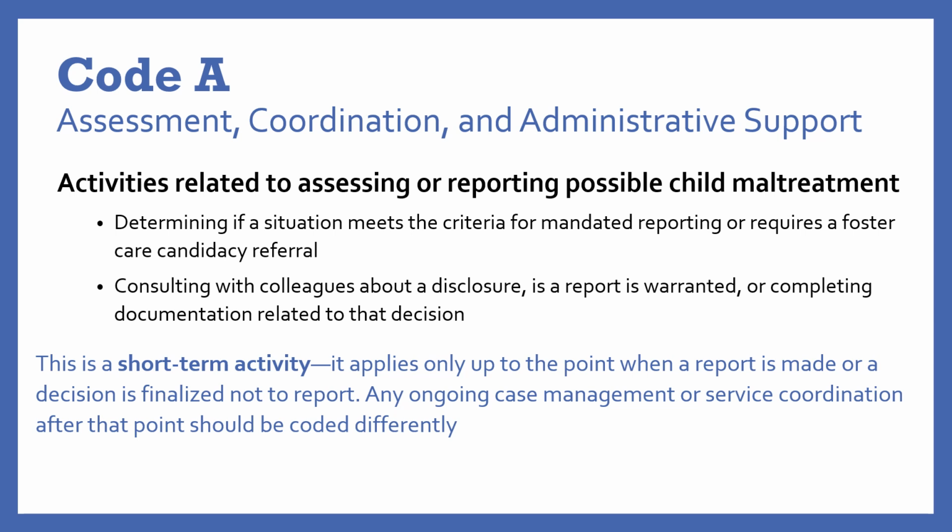Codes A through C all connect to children who are either in foster care or at imminent risk of entering it. Code A covers activities related to assessing or reporting possible child maltreatment. Use this code when you're actively involved in determining whether a situation meets criteria for mandated reporting or requires a foster care candidacy referral. Examples include consulting with colleagues about a disclosure, discussing whether the situation meets the threshold for reporting, or completing documentation related to the decision.